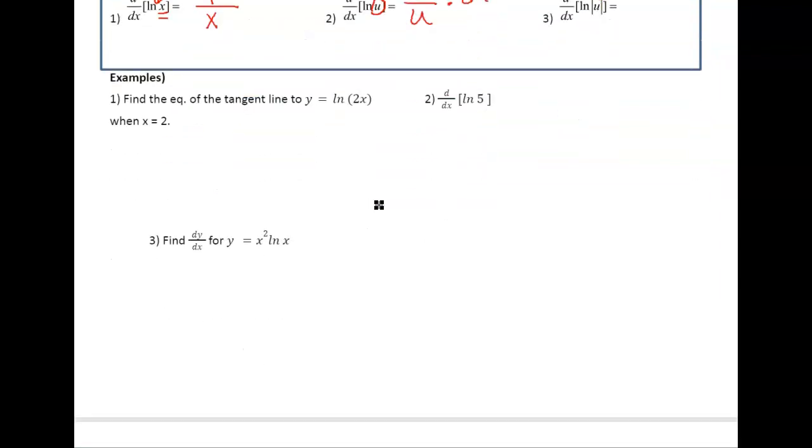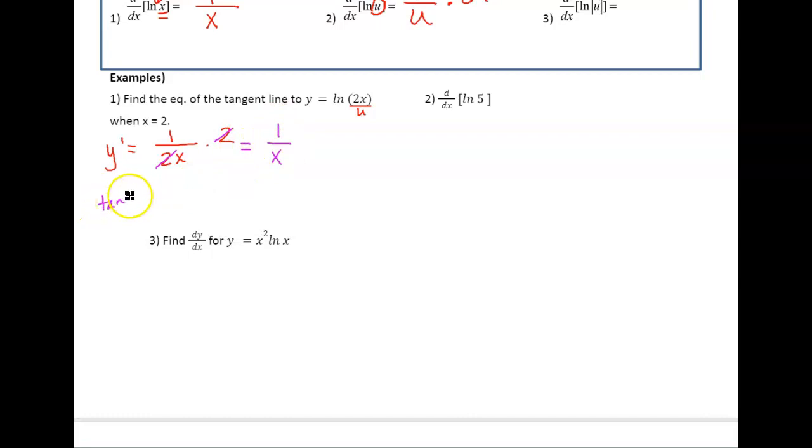So if I want to find the equation of a tangent line, this is going to be my u quantity. And I never memorized the first one because the 1 over u works for every function. So our derivative is going to be 1 over the inside, and then we got to multiply by the derivative of 2x, which is 2. Okay, so we're going to simplify, and our derivative is just 1 over x.